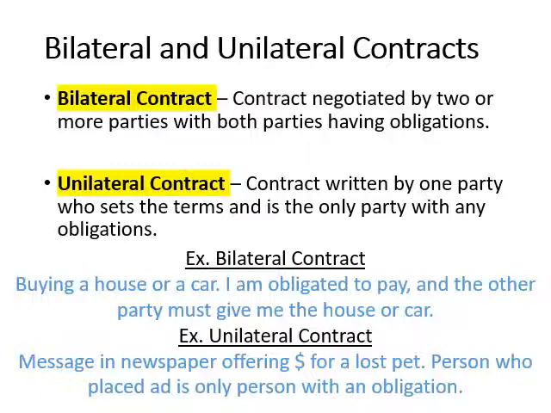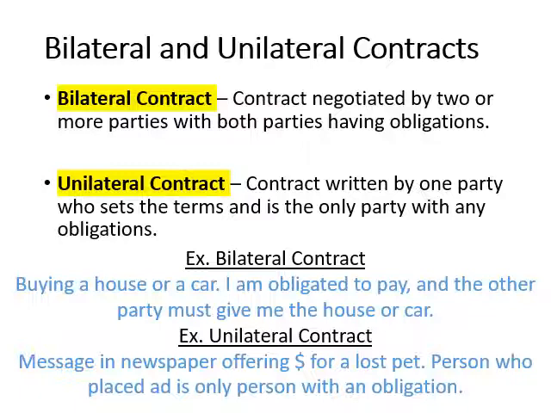Okay, so when you see bi, think of bicycle, two wheels. When you see unilateral, you think of uni and a unicycle. That only has one wheel. So bilateral, there's mutual obligations, and it's negotiated by two people. Unilateral, there's only one party. They're saying what the terms are going to be. There's no negotiations. And then they are also the only party with an obligation related to the contract.